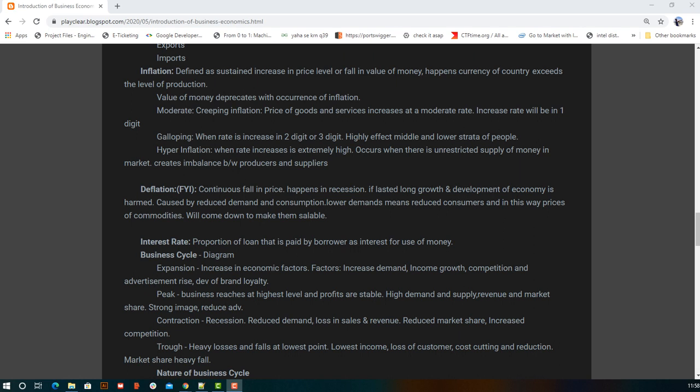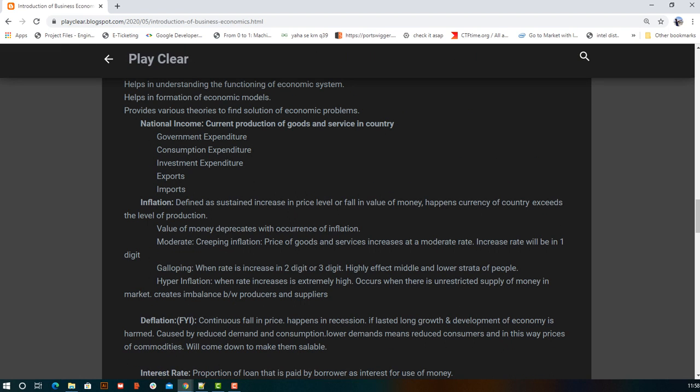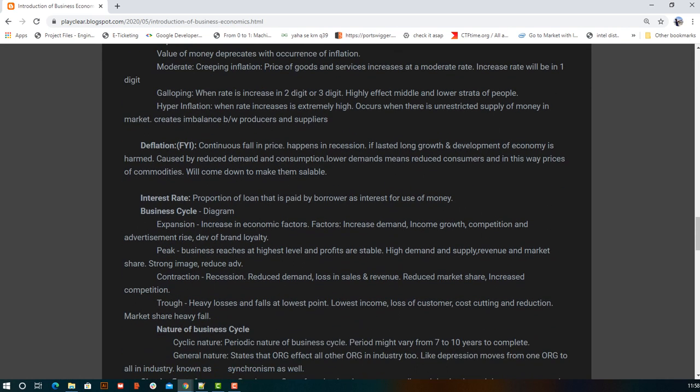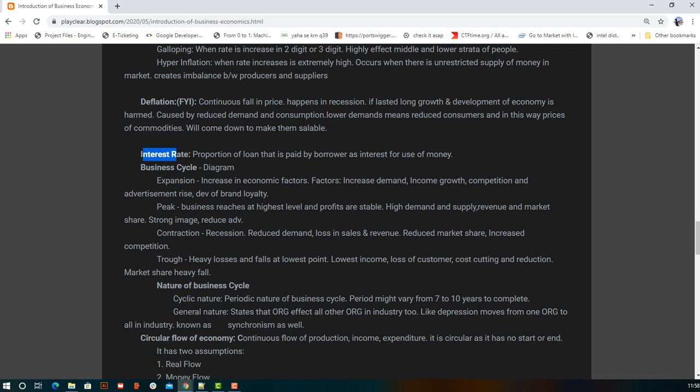So with inflation and deflation, what we are studying is national income, and then some more factors. All this we are studying to see what factors are affecting macroeconomics. First we studied national income, then inflation, then deflation, and now interest rate. As we have studied, this is a proportion of a loan that is paid by the borrower as interest for the use of money for a specific period of time. Next we have the business cycle. For this the diagram will be added soon, but what it says is that in a cycle we have four phases. One is the expansion phase.